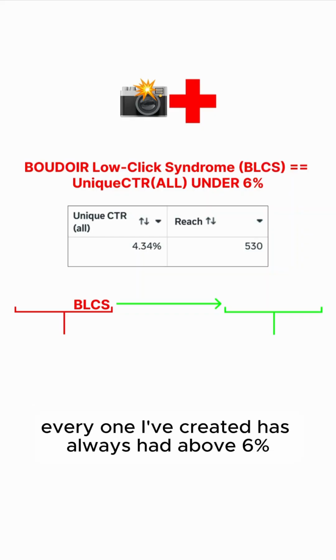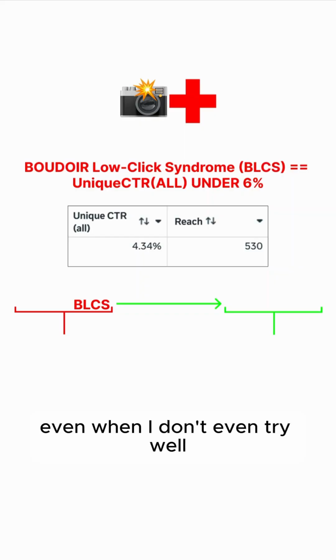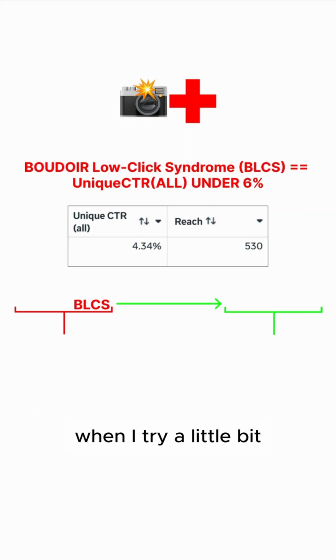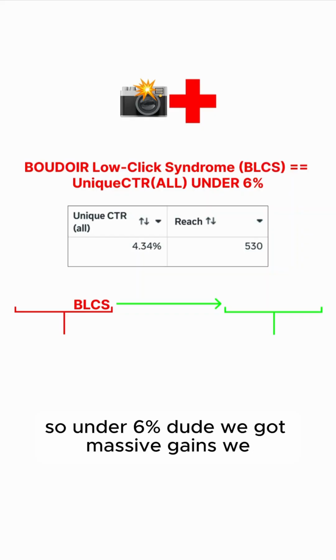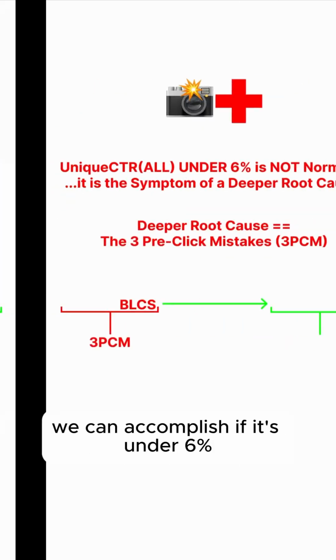Every one I've created has always had above 6%, even when I don't even try. Well, when I try a little bit, even if I only try a little bit. So under 6%, dude, we've got massive gains we can accomplish if it's under 6%.